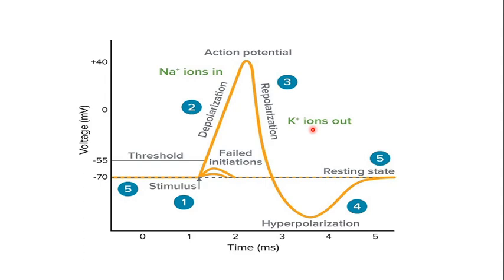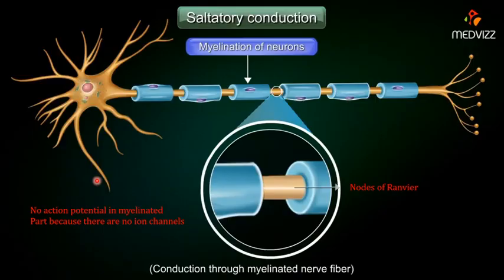But as the potassium channels stay open for a long time, you pass this minus 70 value and go for the hyperpolarization, in which the interior of the neuron moves toward minus 80 millivolt. But by the action of the sodium-potassium ATPase pump, you again get the resting membrane potential of minus 70 millivolt, so that the neuron can again be used for another action potential.